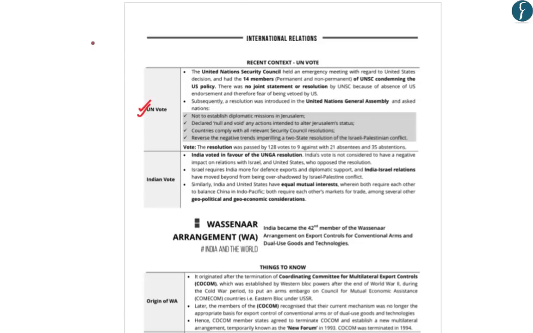Now as you may know, US President Donald Trump decided to move its embassy in Israel from Tel Aviv to Jerusalem. Now because of which, the United Nations Security Council held an emergency meeting with regards to this decision, and the 14 members of the UNSC, which includes the 4 permanent members UK, France, Russia and China, and the 10 non-permanent members, condemned the US policy.